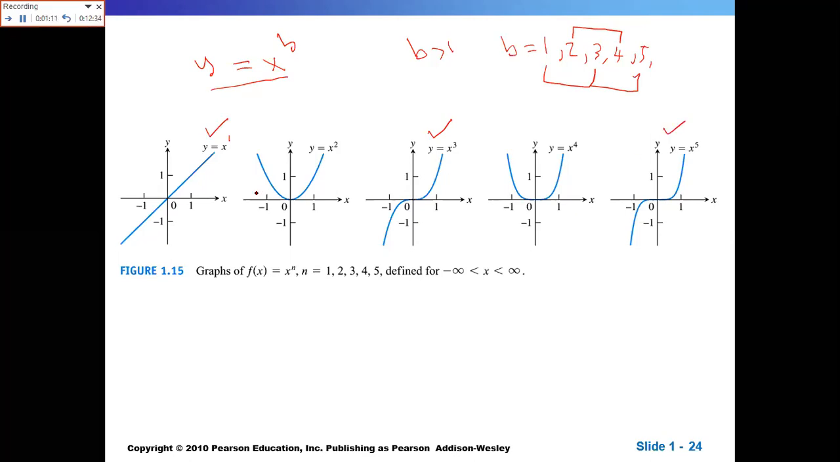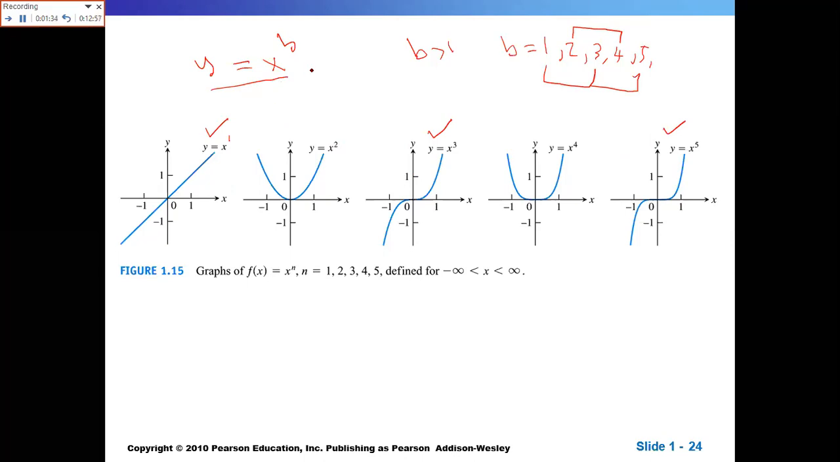Can you tell me what kind of graph this one is? Is it even or odd? Odd. And this one? It is symmetric about the origin. Odd. Okay. And this one? Odd, origin also odd.